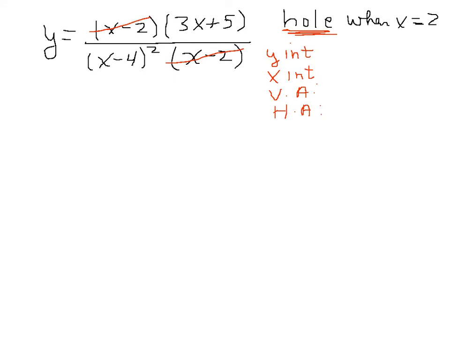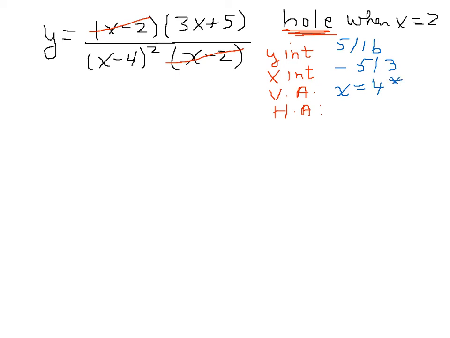Okay, so let's answer the questions. The y-intercept is what we get when we let x equal 0. Well, if we let x equal 0, we get a 5 here and a 16 here. So the y-intercept is 5/16. X-intercept, let the top be 0, and we get minus 5/3. Vertical asymptote, x is equal to 4, and remember that's being squared, so that's a special one.